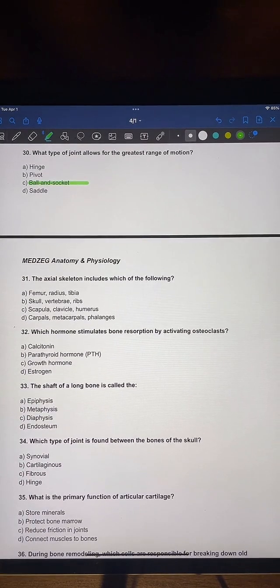Number 31, the axial skeleton includes which of the following? The axial skeleton includes which of the following?